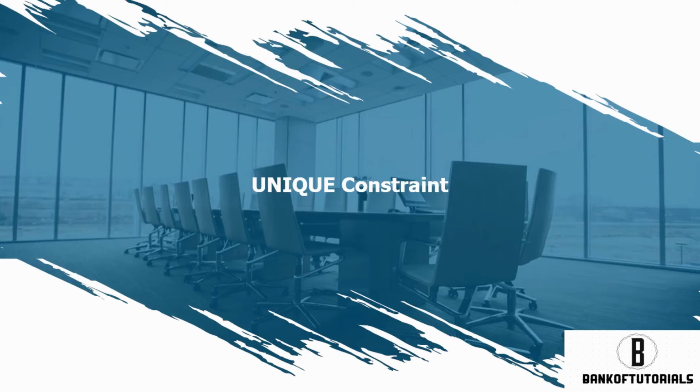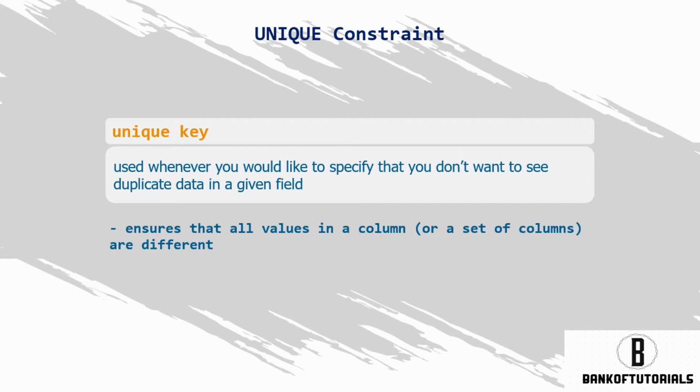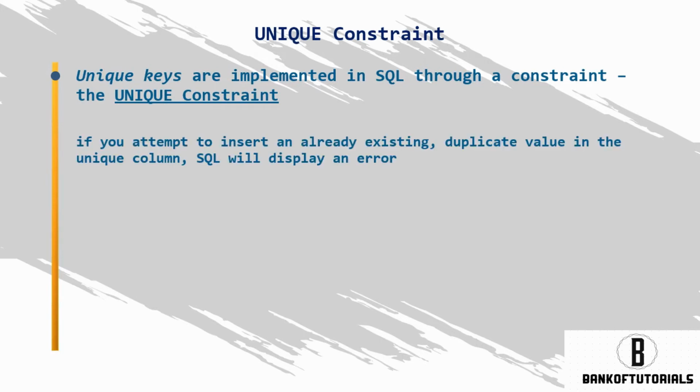Okay, let's recall what unique keys are about. They ensure that all values in a column or a set of columns are different. Just like primary and foreign keys, unique keys are implemented in SQL through a constraint, the unique constraint. Each data value of a column that has the unique constraint is intended to be unique across an entire column or set of columns. Therefore, if you attempt to insert an already existing duplicate value in the unique column, SQL will display an error.